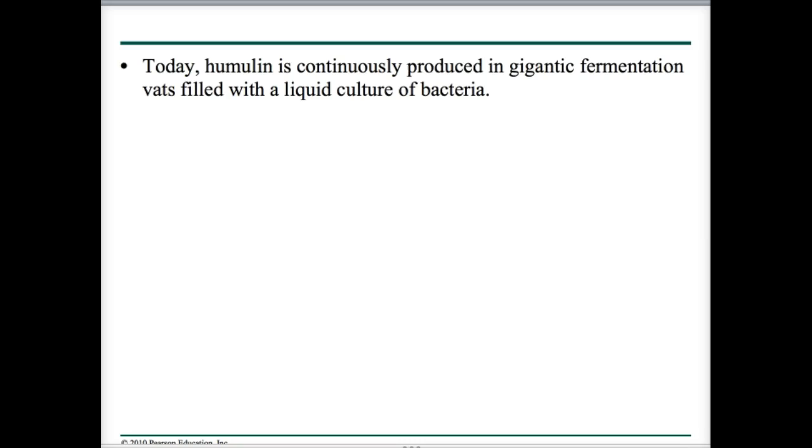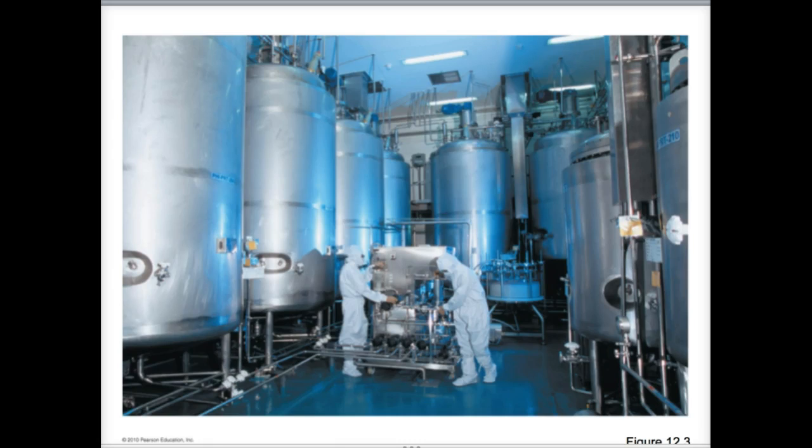So today, this humulin is continually produced in these gigantic fermentation vats. It almost looks like where they make beer in a microbrewery. And they're able to extract this material, and then it is filtered out to harvest the human insulin. So here's what it looks like. These pharmaceutical companies are able to literally make human insulin from a bacteria.